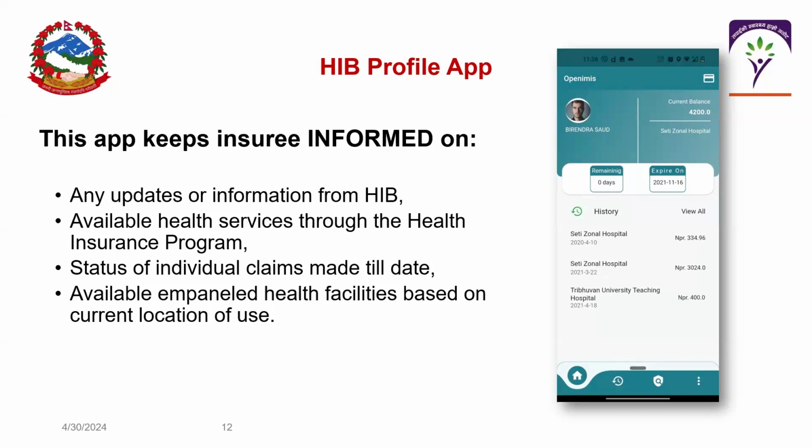With the help of the HIB profile app, insured persons can also show a virtual card during verification at a health facility, stay informed and make their decisions. As of today, 10,000 plus insured persons have already downloaded this app. And we are continuously upgrading the app to add new features and functionality, which help insured persons access their information in their hand.